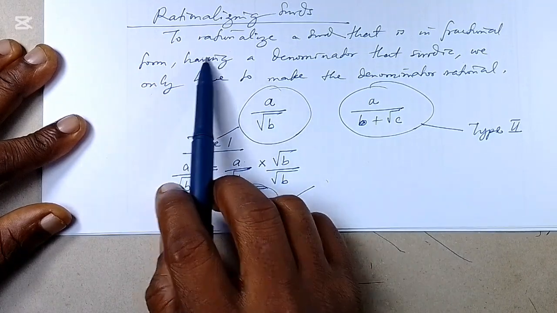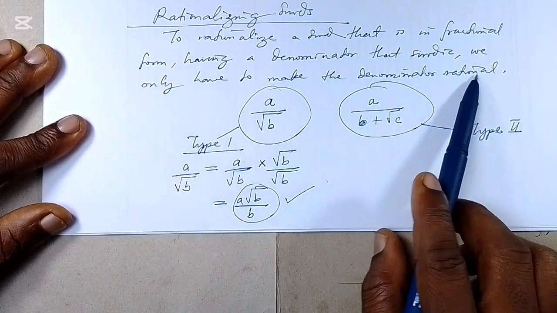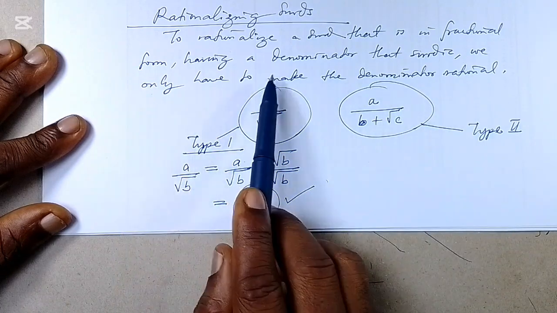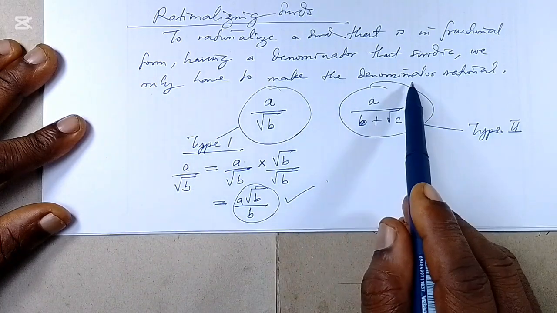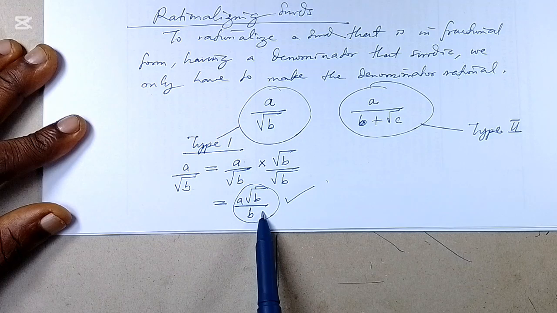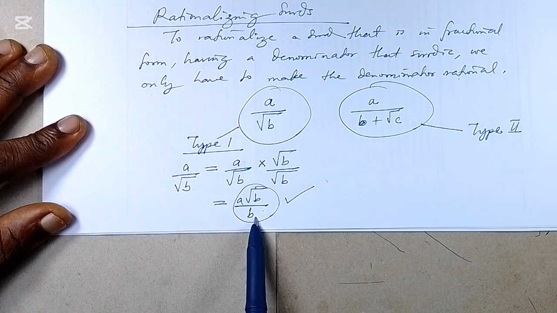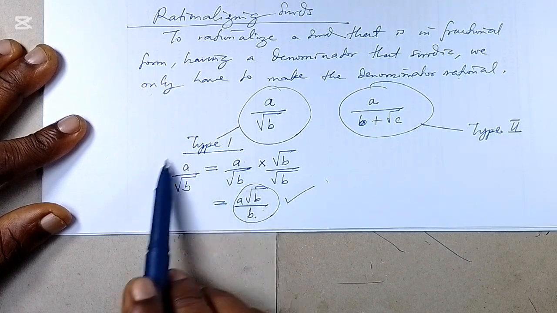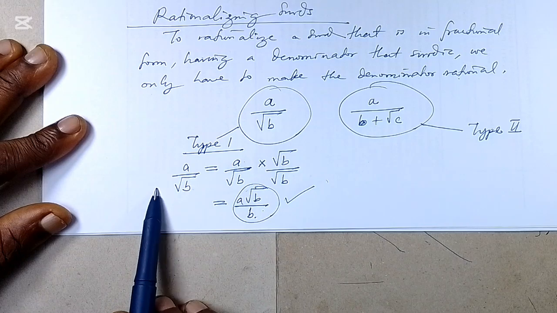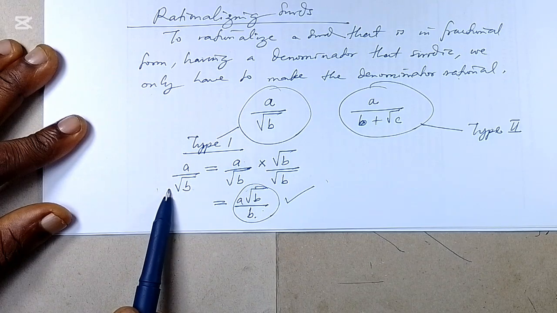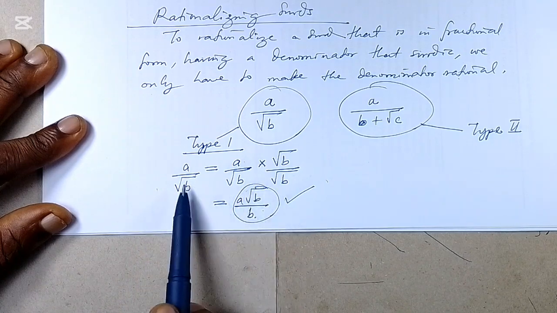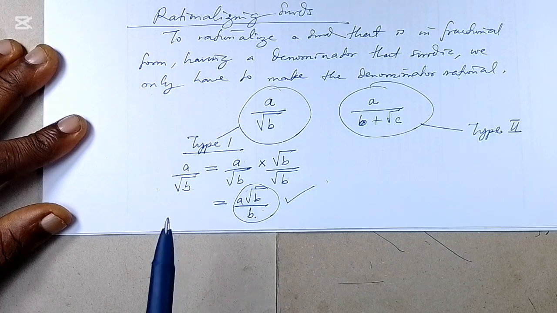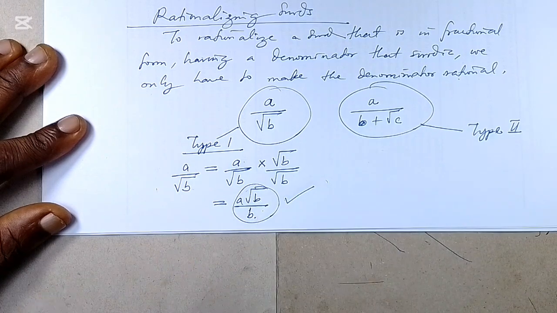Take note, for you to rationalize a Surd in fractional form having a denominator that is surdic in nature, all you have to do is to make the denominator rational. So once you make the denominator rational, it means that you have rationalized that Surd. So anytime you have a problem like this where you would have to rationalize this kind of Surd, all you have to do is to multiply the numerator and denominator by the surdic denominator. Now, that is for type 1. I'm going to be taking you through some examples on problems for that case.